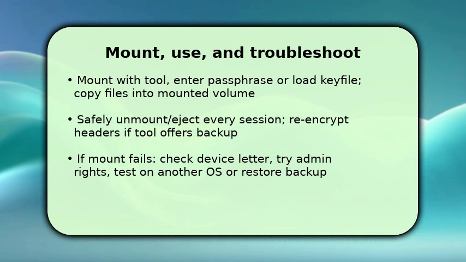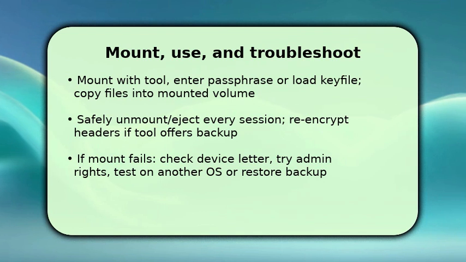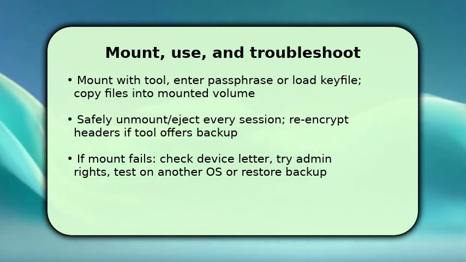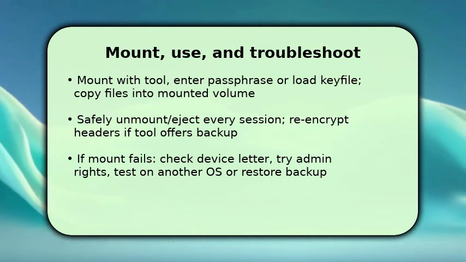If something goes wrong, check the drive letter or device name, run the tool with administrator rights, or try mounting on a different machine. If corruption persists, restore from your backup and recreate the encrypted volume.